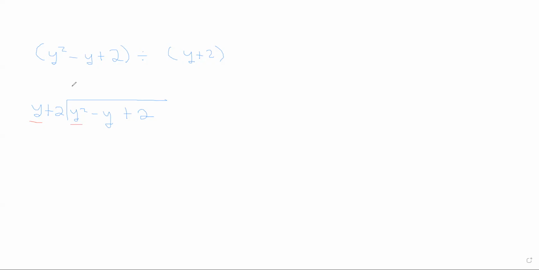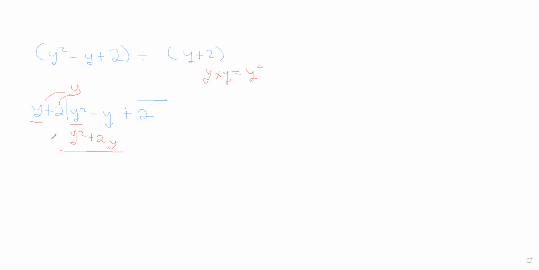So we need to have a y here, because y times y is y squared. We need something that gives you a y squared. So y times y is y squared. y times 2 is 2y. Okay, plus 2y.